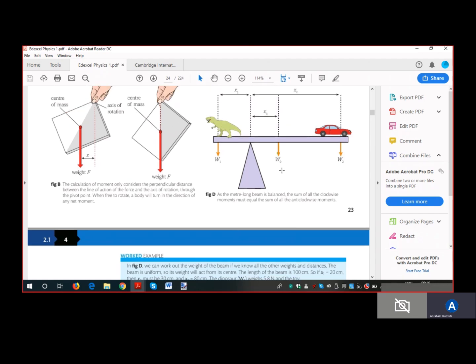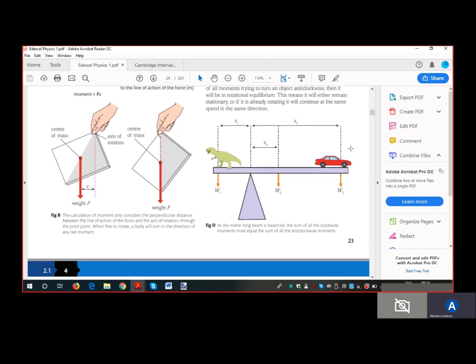The weight of the beam is W0. This is the weight of the car. This is the weight of the dinosaur, W1. W2 is the weight of the car. W0 is the weight of the beam. Actually, the weight of the dinosaur is not acting on the beam, and the weight of the car is not acting on the beam. The weight of the car acts on the car. The weight of the dinosaur acts on the dinosaur. But we show it like this because the weight is equal in size to the reaction force.